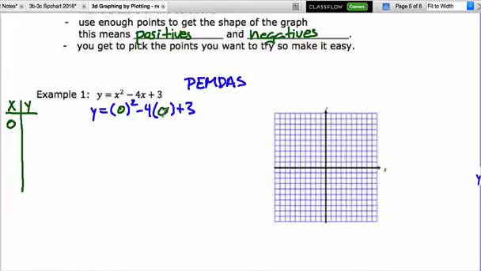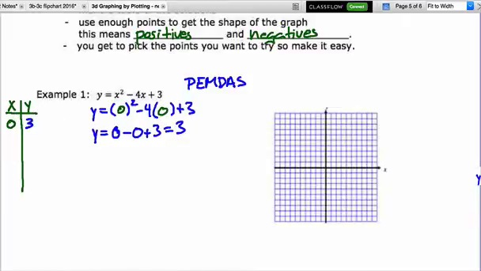We're going to start with parentheses. Is there anything inside the parentheses I can simplify? Well, there's nothing inside the parentheses, so my next step would be to do the exponent. So I can square this. 0 squared is just 0. There aren't any other exponents in the equation, so I'm going to go to multiplying and dividing. Negative 4 times 0 is 0, and then just plus 3. So 0 was a good number to pick because when I simplify it all, I just get 3. So when x is 0, y is 3.